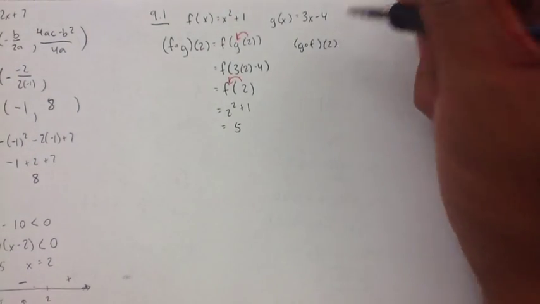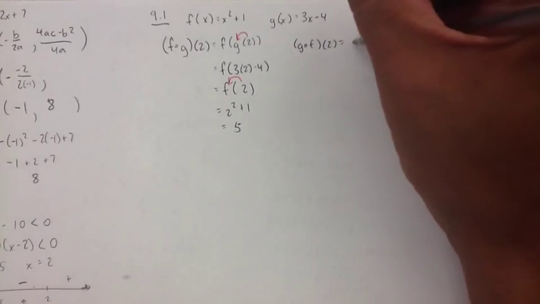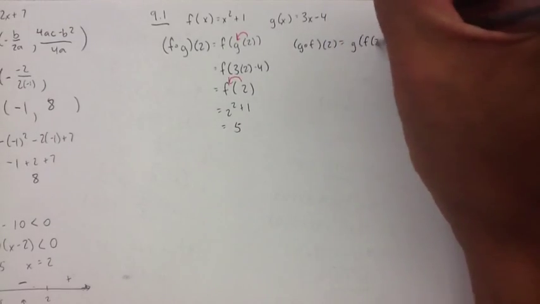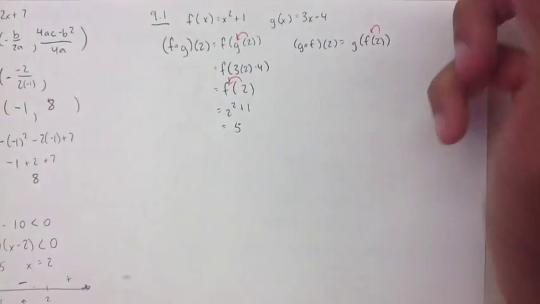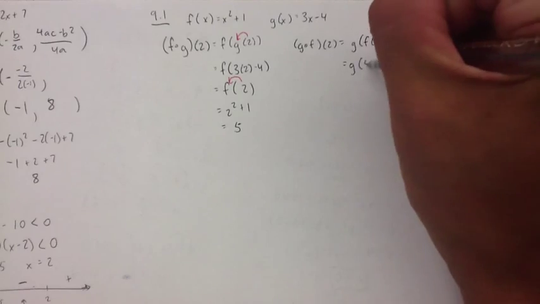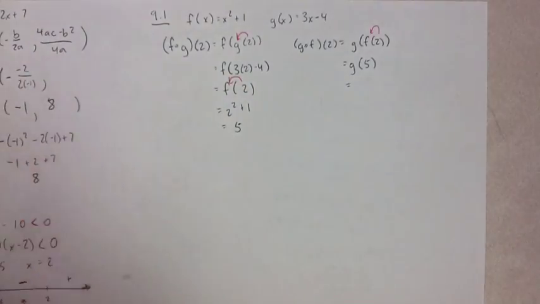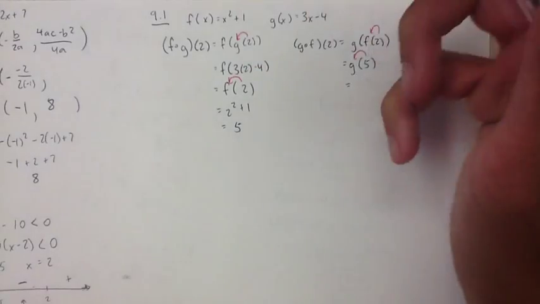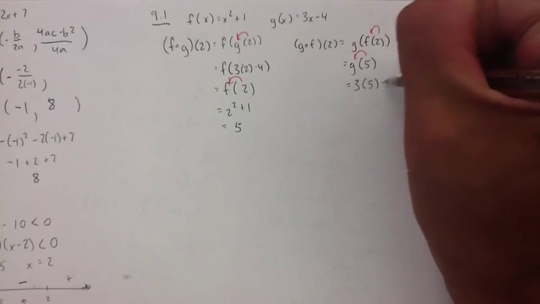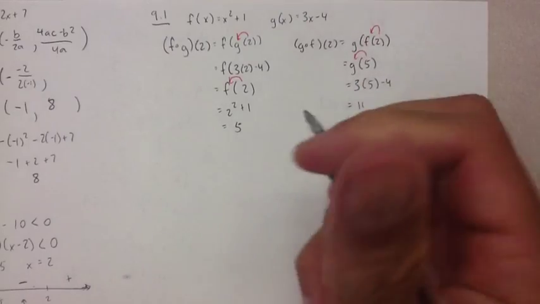Same thing if you have g of f of 2, except I'm going to do the f of 2 first, because that's the innermost one. Plug the 2 into the f, and that gives me 2 squared plus 1 is 5. So now g of 5, I plug that 5 into my g up here. That becomes 3 times 5 minus 4, 15 minus 4, which is 11.